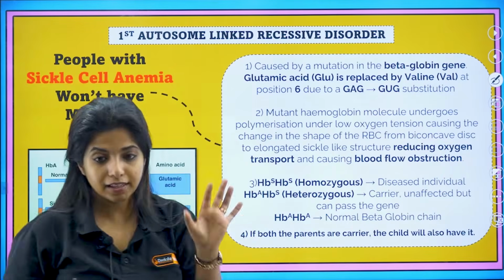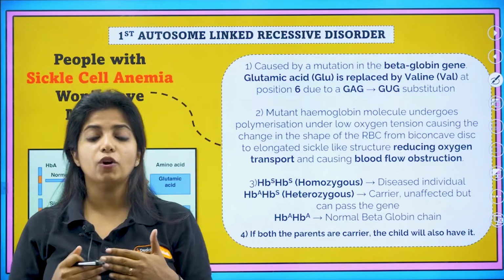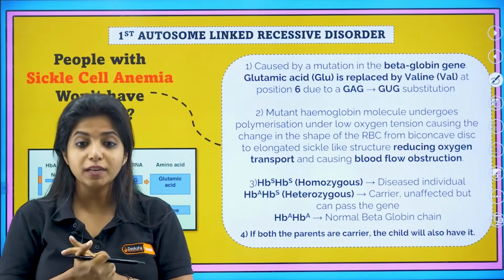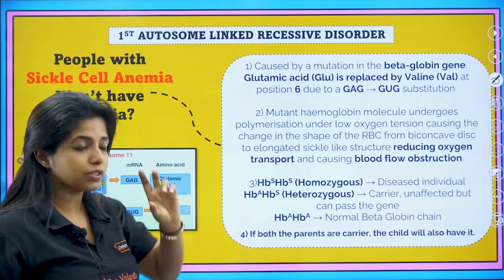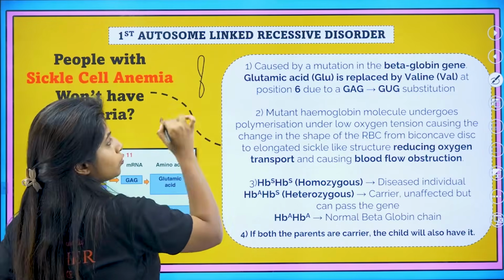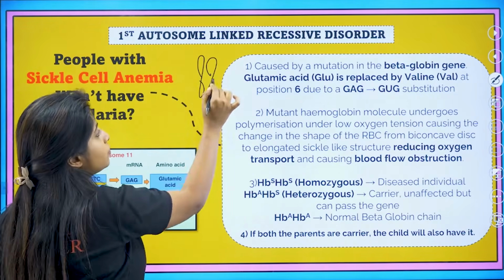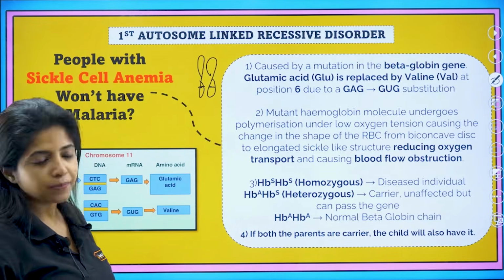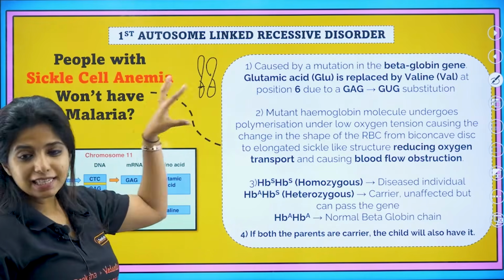So we are done with the sex-linked ones, and now we are going to talk about autosome-linked recessive disorders. Autosome means whichever gene is getting affected, it's on the autosomes. Again, you need a pair of defective genes to get that particular disease. So what exactly happens in sickle cell anemia?